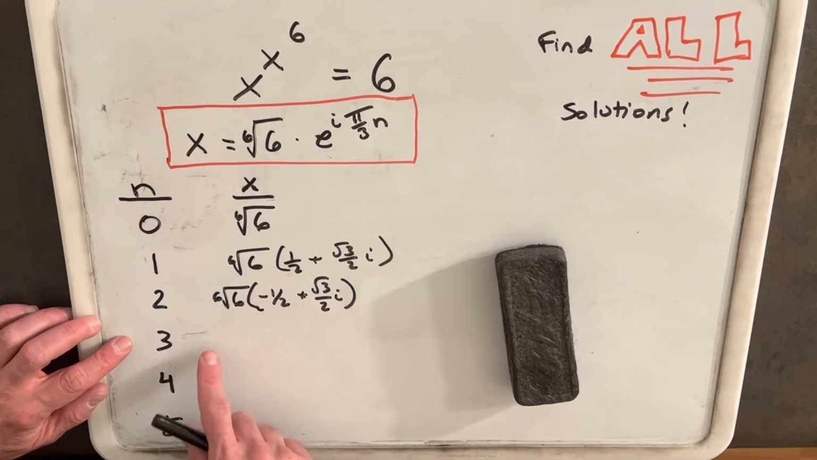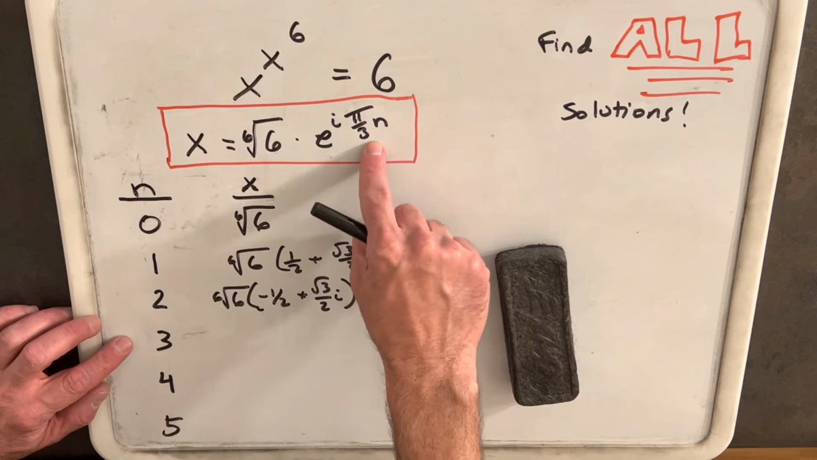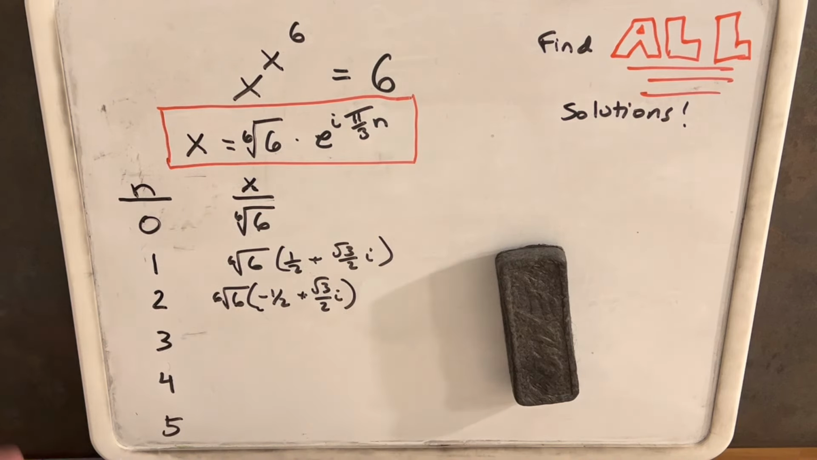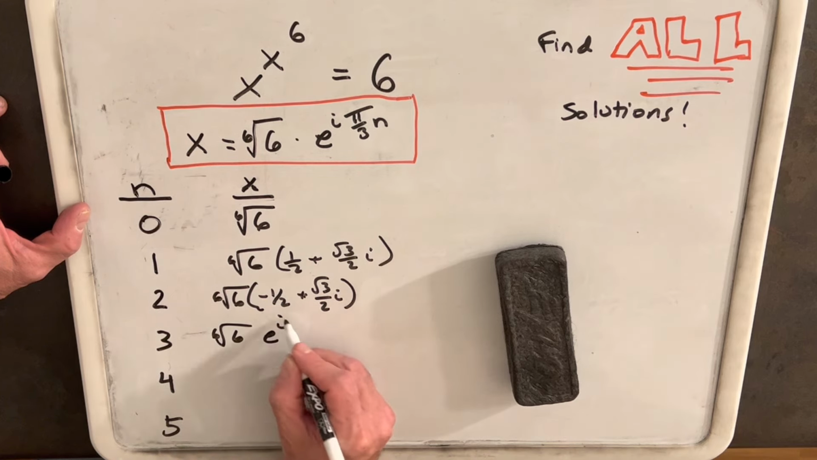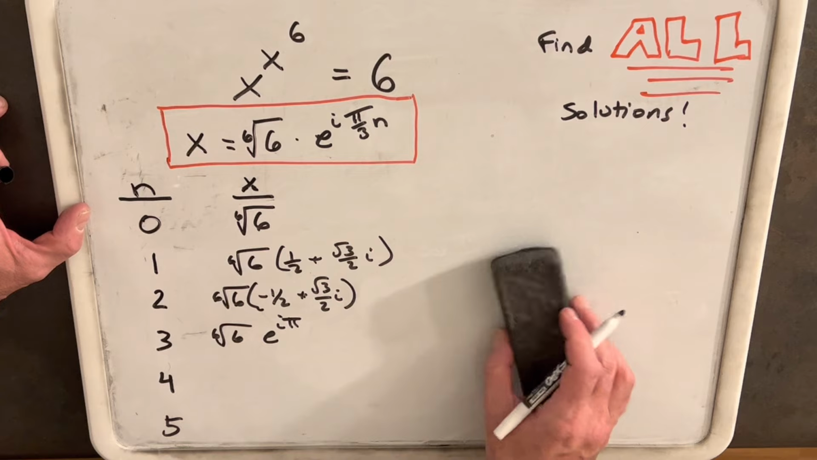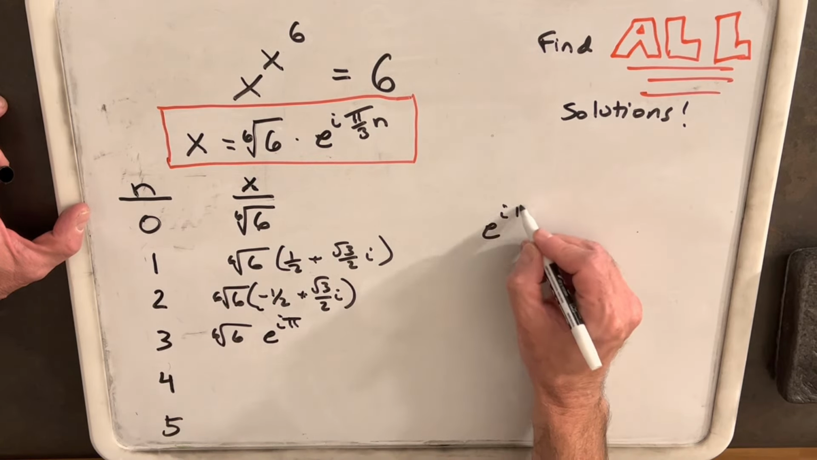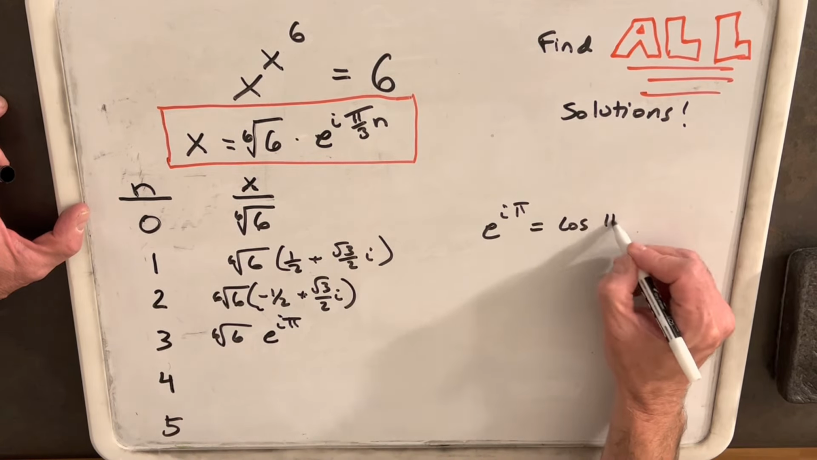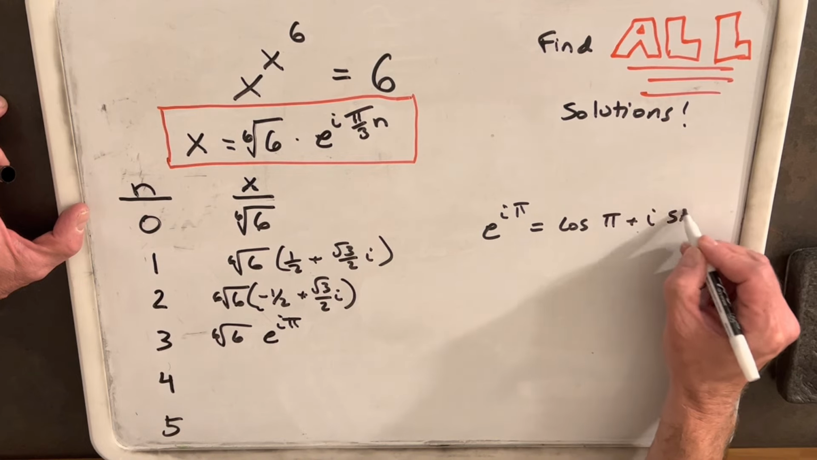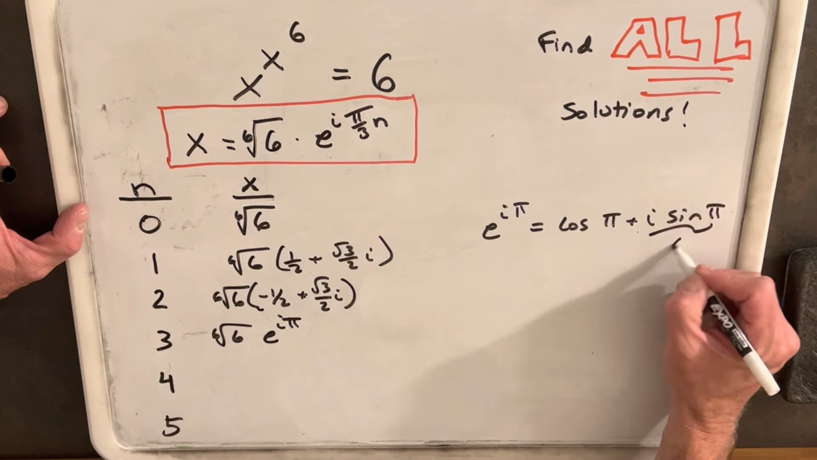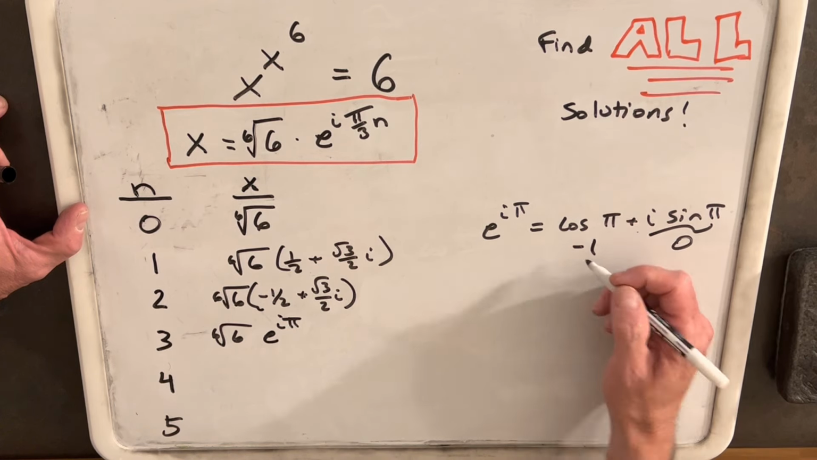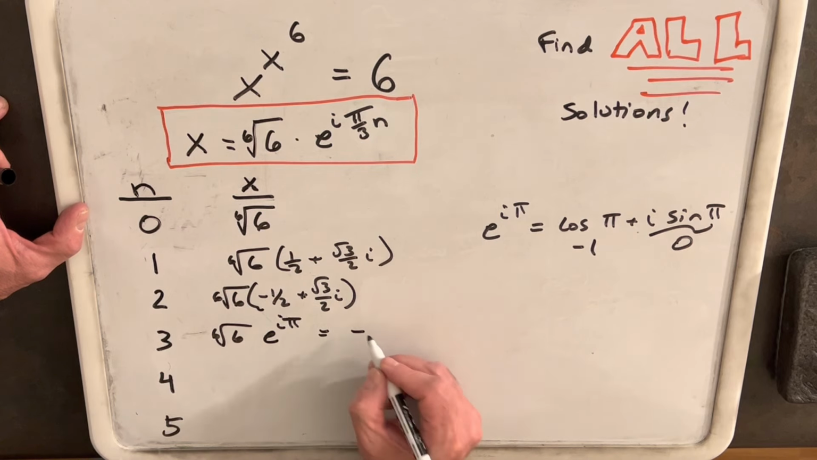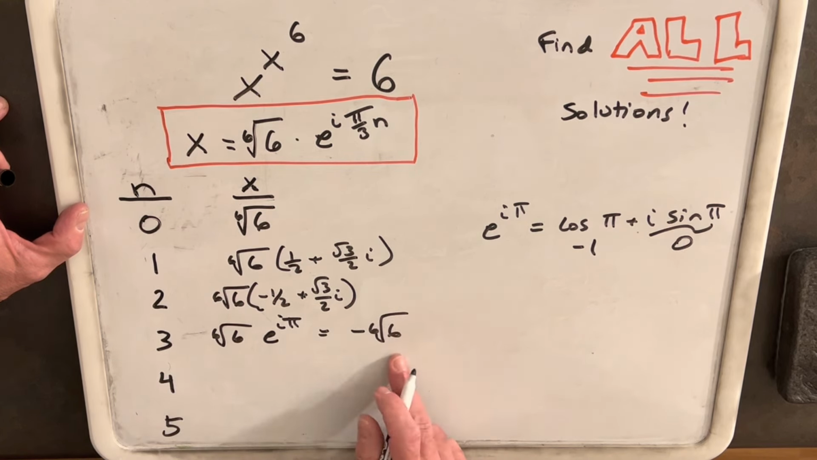Next, let's look at the case when n is 3. You'll notice the 3's will cancel and we're just left with e to the i pi here. So we're going to have the 6th root of 6 times e to the i pi, but e to the i pi is just -1. If we look at Euler's formula for e to the i pi, we end up with cosine pi plus i sine pi. Sine pi is 0, and cosine pi is -1. So this value is actually going to be minus the 6th root of 6, which is great because that's our second real solution that we found earlier.